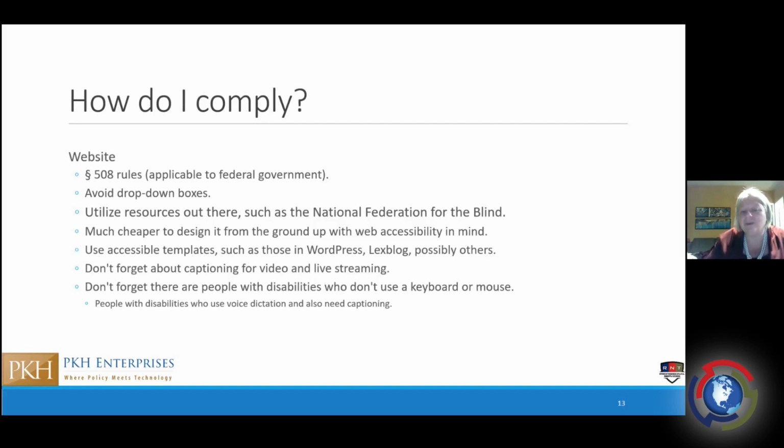And don't forget that there are people with disabilities who don't use a keyboard or mouse. They're using voice dictation, they're needing captioning. Those kinds of things are easy ways to fix some basic problems in how you implement this.